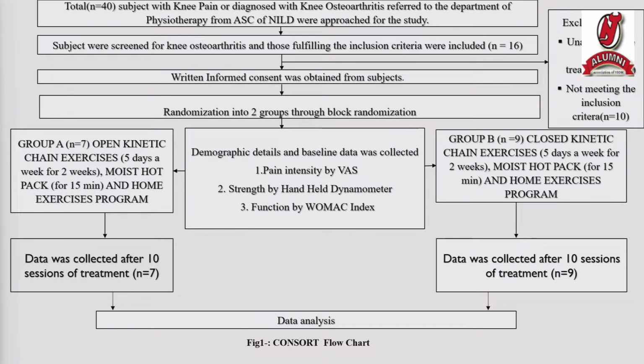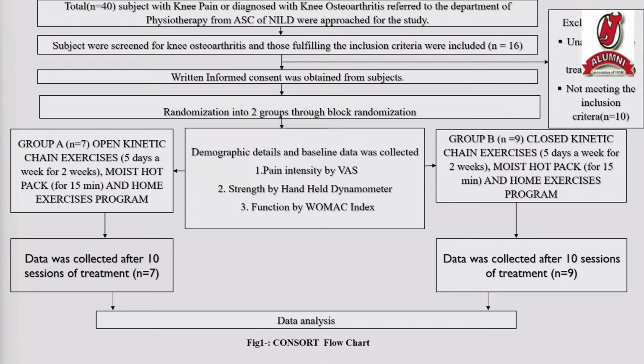Then written informed consent was obtained from the subjects. They were randomized into two groups through block randomization using a computer-generated random integer. Then demographic details and baseline data were collected on the outcome measures: pain intensity by VAS, strength by handheld dynamometer, function by WOMAC index, and then randomized into two groups.